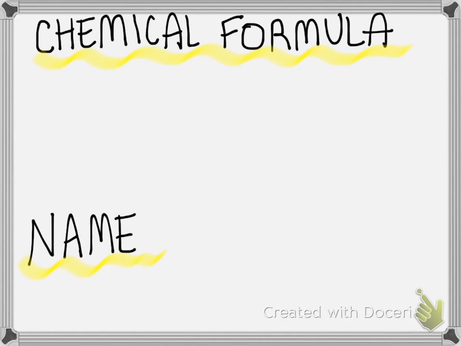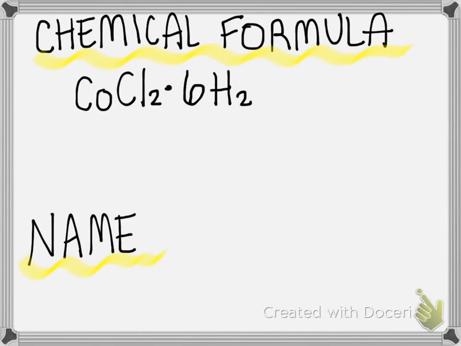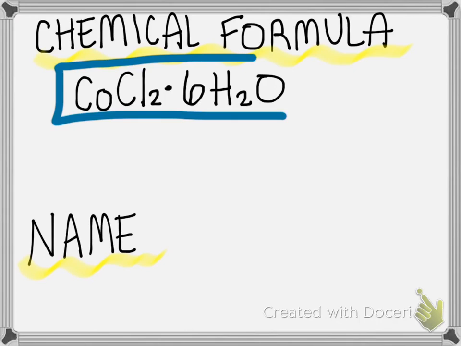The last two steps are finding the chemical formula and the name for the hydrate. To write the chemical formula, you're going to write the anhydrate, which was the CoCl2. And then you're going to write a dot, like times, and then the number that you got for our answer, which was 6, because that was the number of H2Os. And then you write H2O. And there you have your chemical formula.